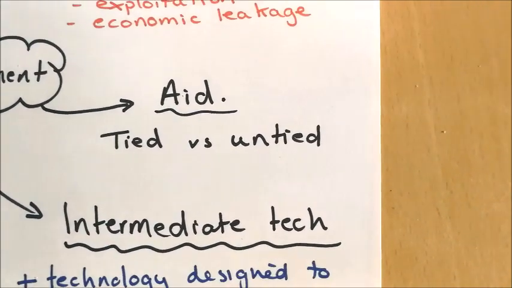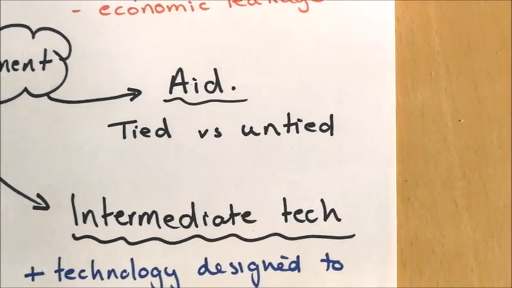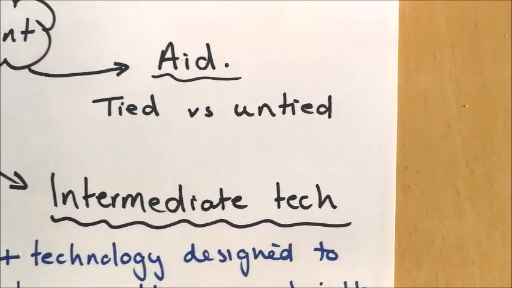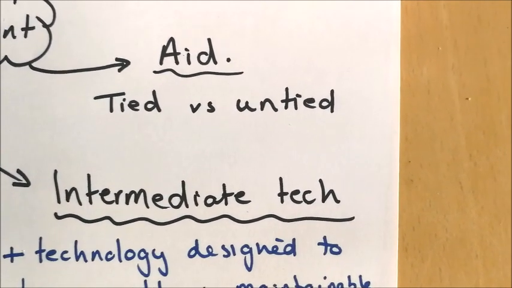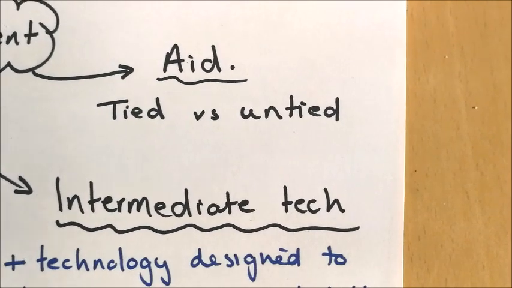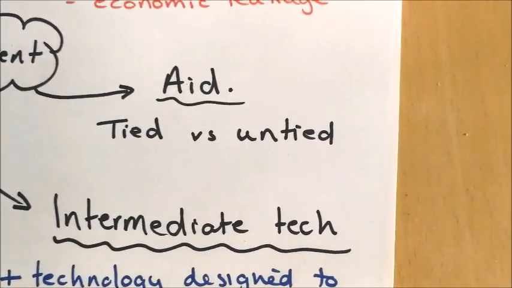Untied aid generally has a more positive impact. Untied aid is when the donor country gives the aid without any expectations of it being repaid or any interest being paid back, or any kind of agreement that the country receiving the aid has to work along with. Tied aid, however, the country is given the aid, but they do expect something back.